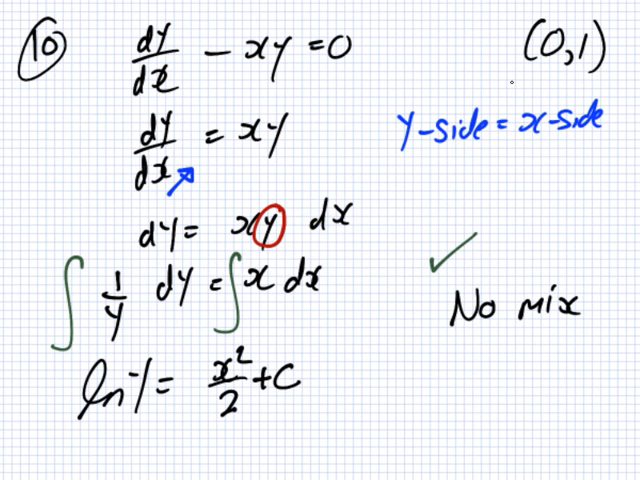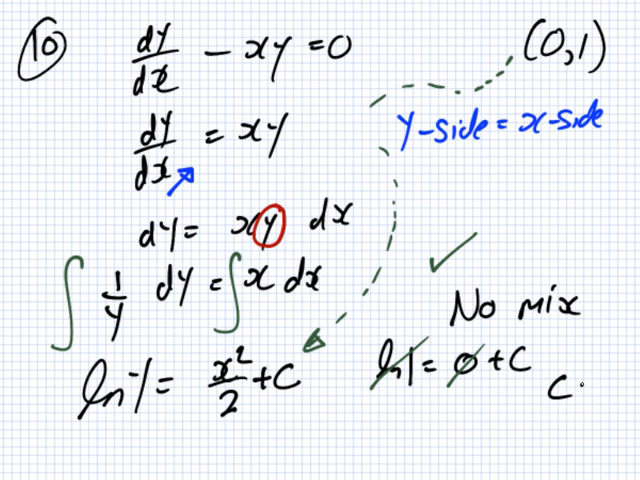Now, we'll take our point and put it in. So we get log 1 equals 0 plus c. What's log 1? You remember? Yeah, 0. So c is 0. So we get log y equals a half x squared. That's not finished. Why not?